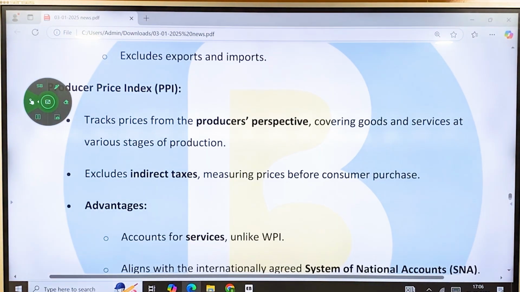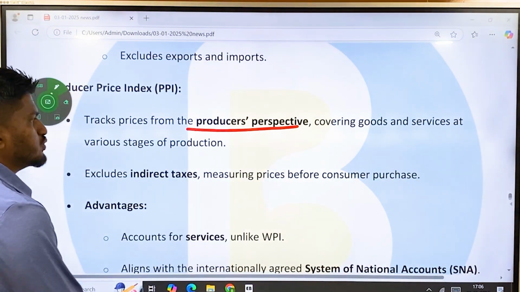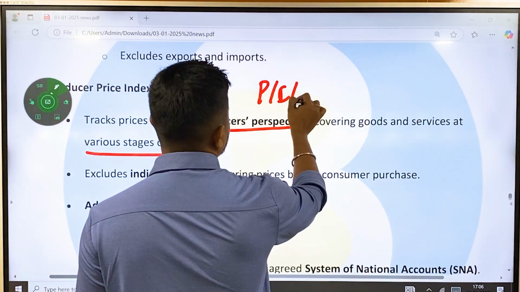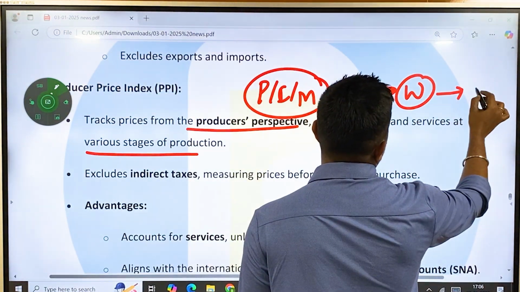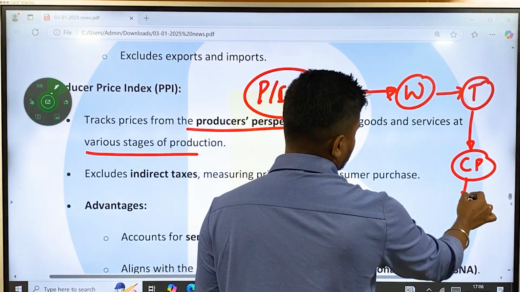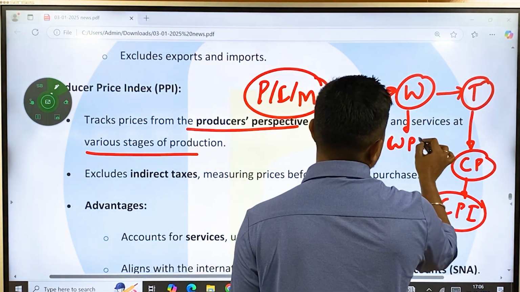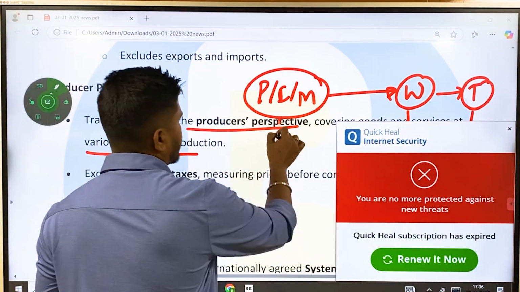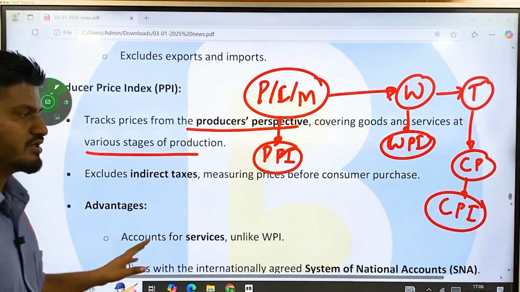Then what about producer price index? Okay, this tracks the prices from the producer's perspective, covering goods and services at various stages of production. I already told you there will be producers, industry, or manufacturers, and then they will be selling to wholesalers. These wholesalers are going to sell it to traders or small businesses, and then these traders will be selling to consumers. At the consumers, there is consumer price index. At the wholesale, there is wholesale price index. And to study the inflation at the producer level, that is producer price index. Okay, hope you understood this.